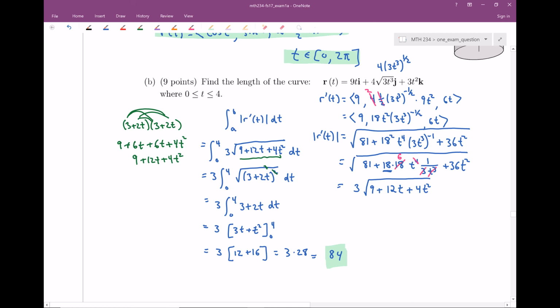All right, so that's a problem from 13.4. The main things here were to be careful when you were taking the derivative and taking the magnitude, and then looking for perfect squares. Those were the 2 key ideas here of trying to find the length of this curve.